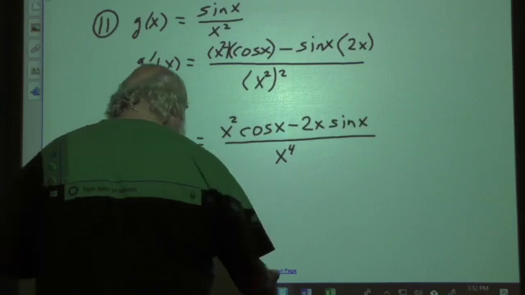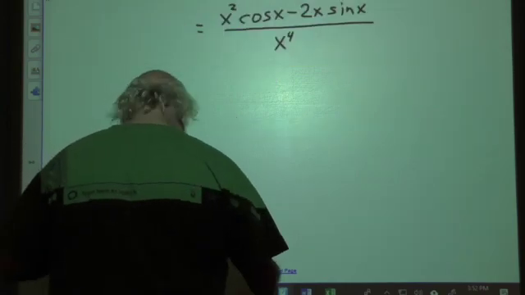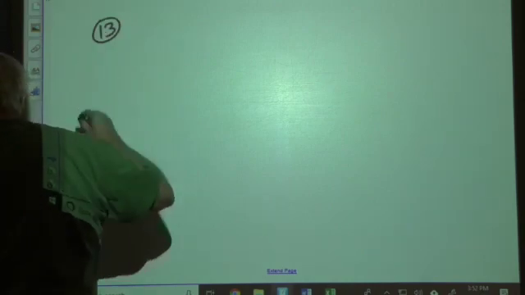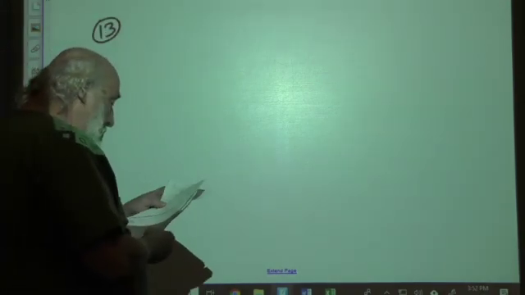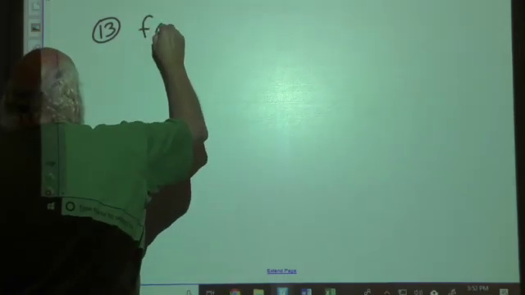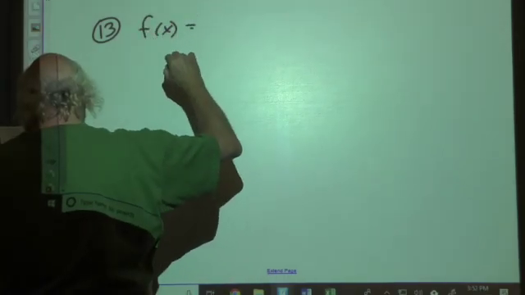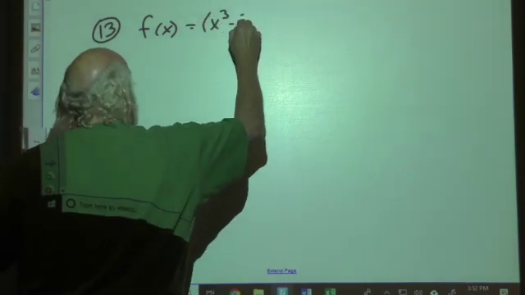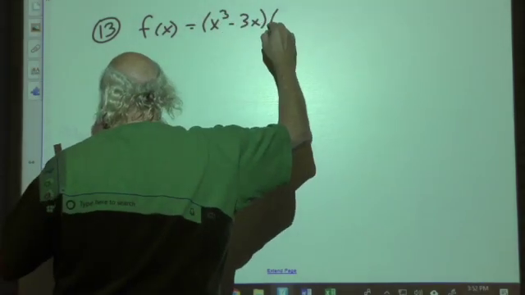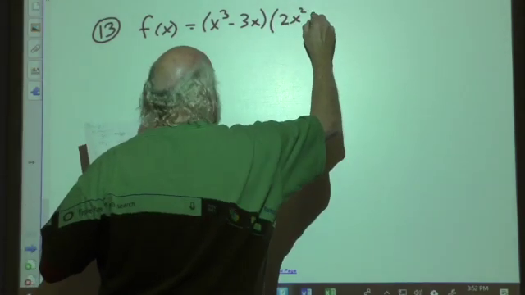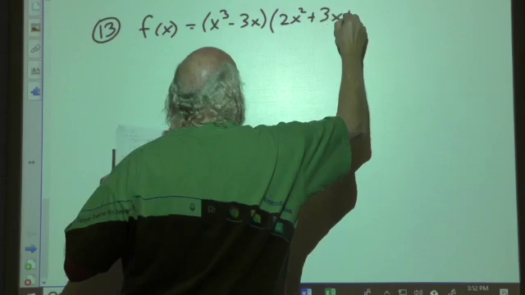All right, so now let's take a look at number 13 on page 126. And this is not too bad. We're given f of x equals x cubed minus 3x times the quantity 2x squared plus 3x plus 5.